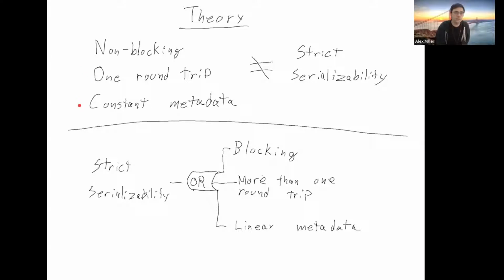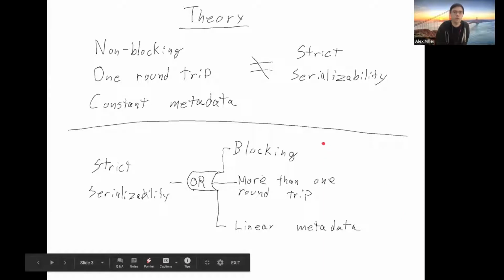And you want constant metadata. So regardless of how many operations you issue, you just need to have a small constant chunk of metadata that you hand out. And you don't need to do something like, all of your writes need to contain a description of all of your other writes. And if you want these 3 things, then you don't get strict serializability. There's no way to get strict serializability if you want these things. You can look at this in the contrapositive sense and say, if you want strict serializability, then you need to have one or more of these 3.